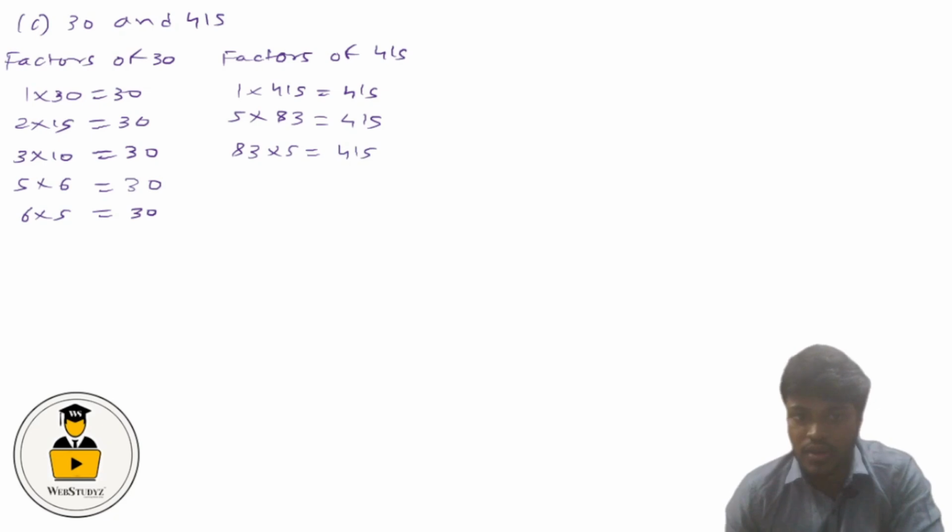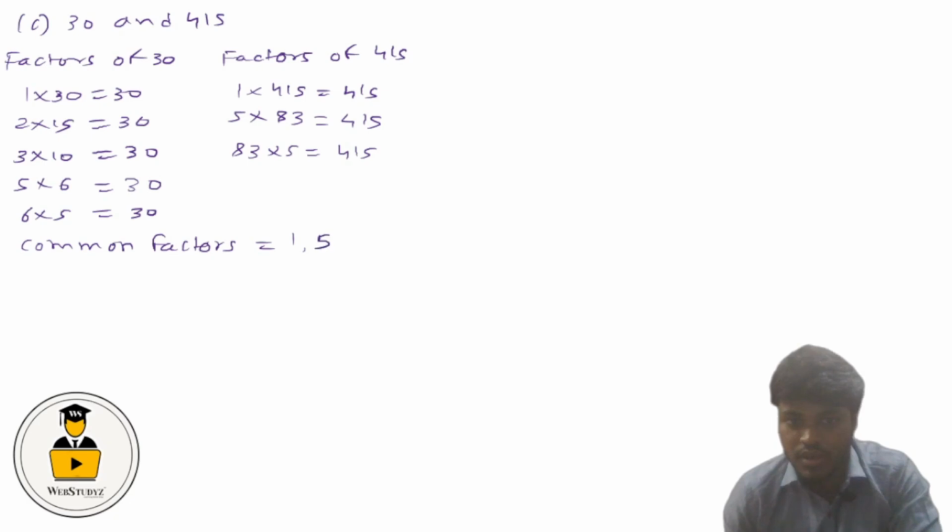So let us find out the common factors. We can see that 1 and 5 are the common factors here. Since we have 5 also as a common factor, we can say that therefore 30 and 415 are not co-prime numbers.